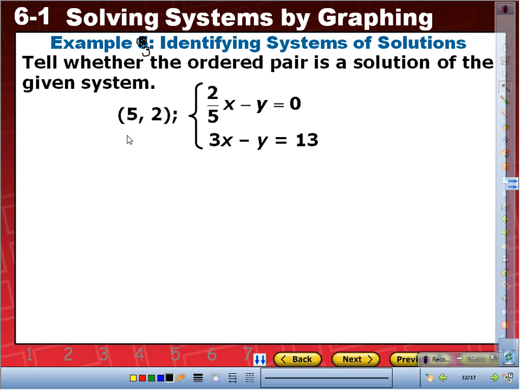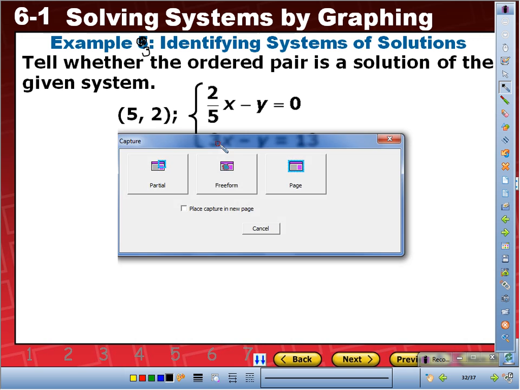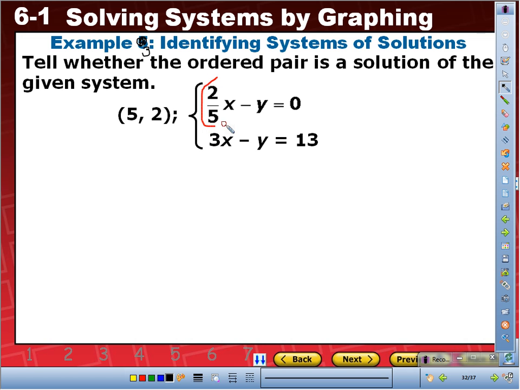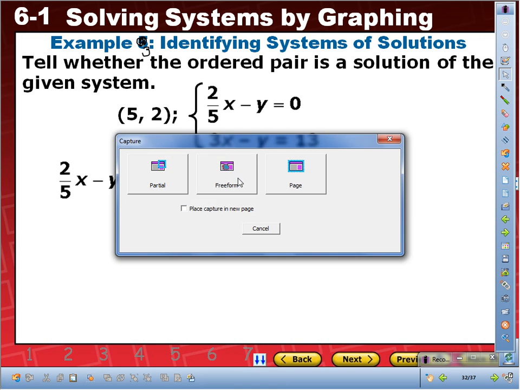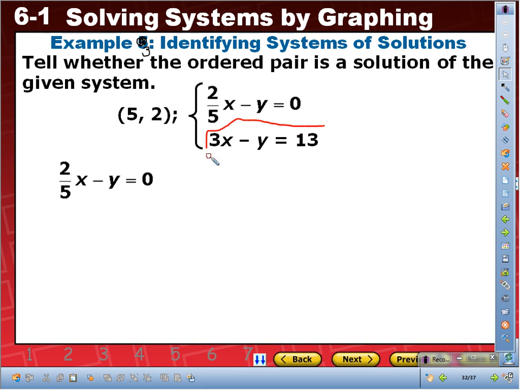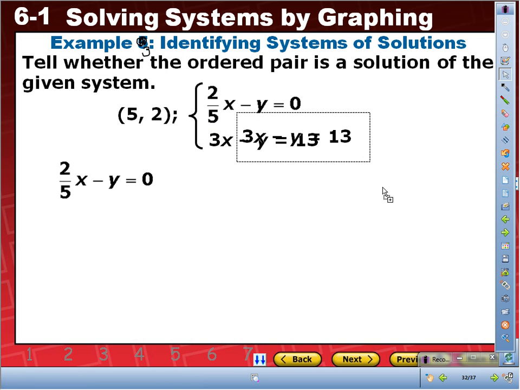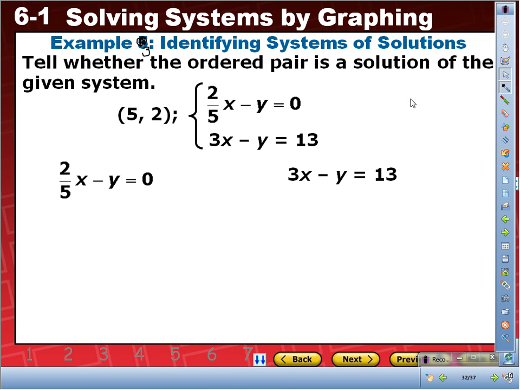Do we know how to check it? Yeah, I need to get this equation. I write it over here, this one over here, and then substitute into both. So here, let me do this. I'm going to write this one over here, and this one over here. And we're going to substitute the x and the y value into both, right?